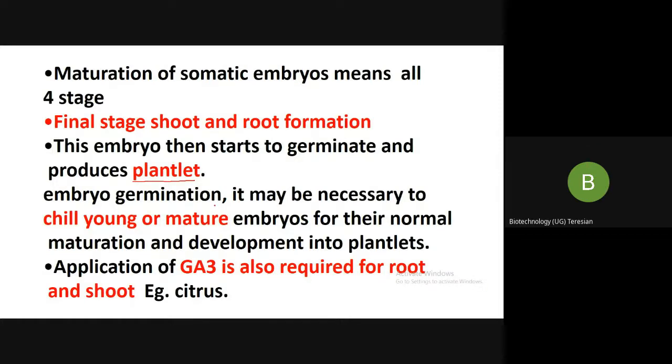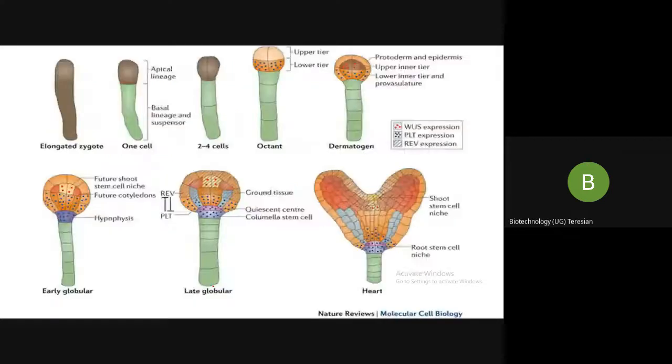For embryo germination, it may be necessary to chill the young or the mature embryos for the normal maturation and development into plantlets. So sometimes this chilling of the young or mature embryo is necessary for the development of the plantlets, and also application of your gibberellic acid, that is GA3, is also required for root and shoot development. Particularly, it is a very good example in the citrus fruits.